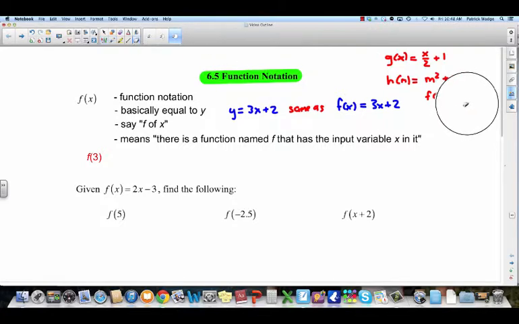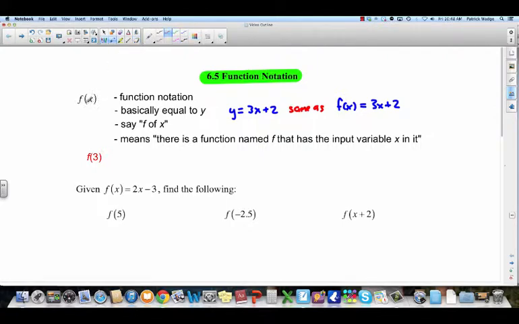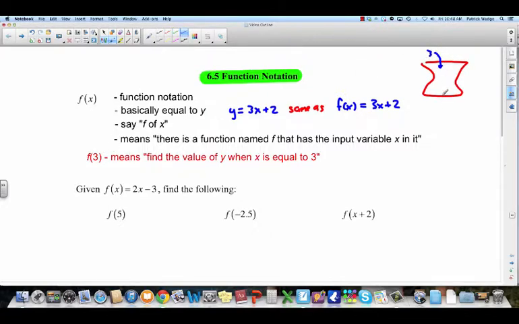That's probably getting a little advanced here. You're probably getting a little confused. Basically, this is how we show that something's a function. Alright, f of 3 means find the value of y when x is equal to 3. Like find what the output of the machine is if the input is equal to 3. So again, if I draw my machine up here, f of 3 means if I throw 3 into the machine, what comes out? That's what that means.